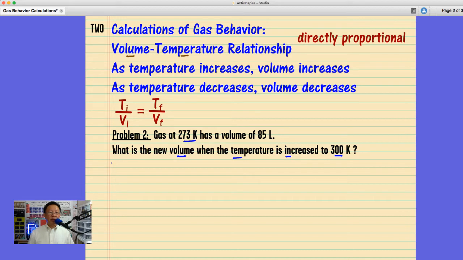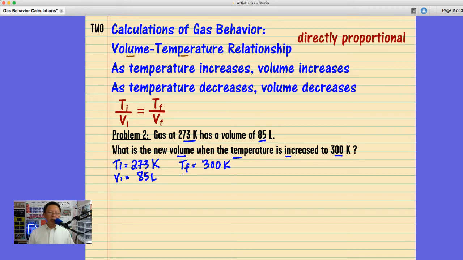Let's write down the given. What is the initial temperature? The initial temperature is 273 Kelvin. All right. What is the initial volume? The initial volume is 85 liters. It's told to you right here. The new temperature, the final temperature, is 300 Kelvin.